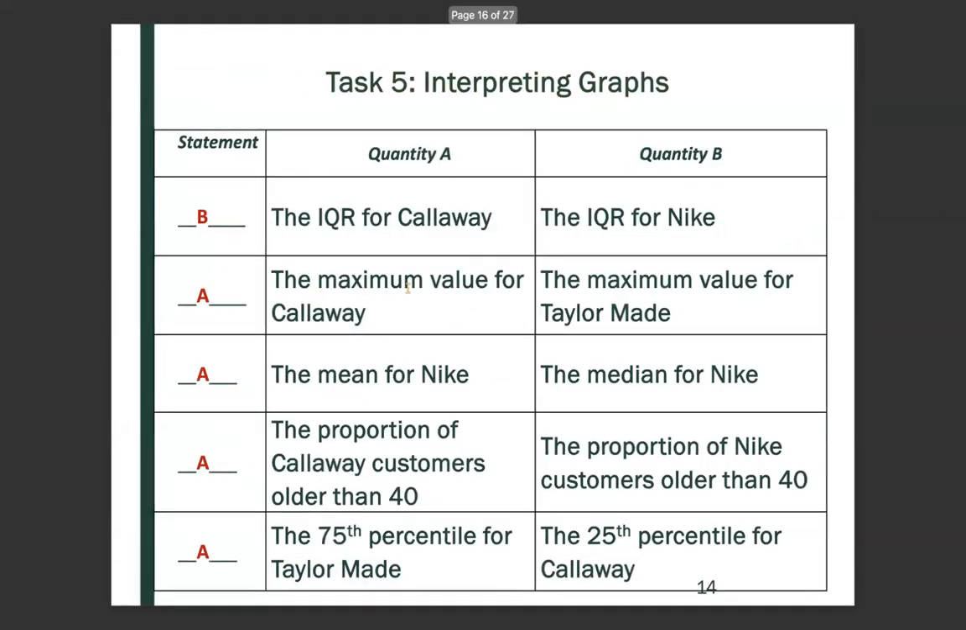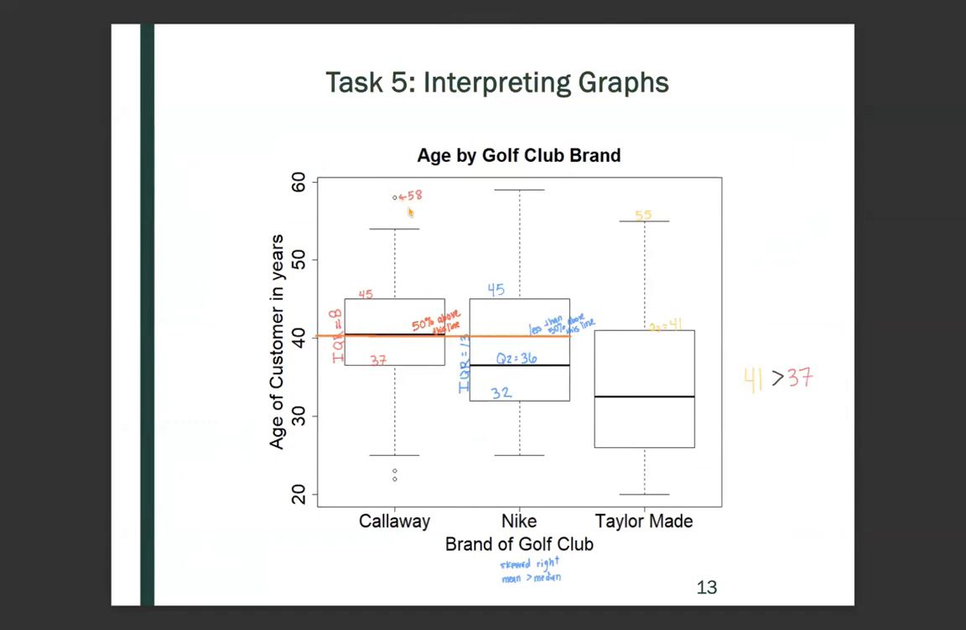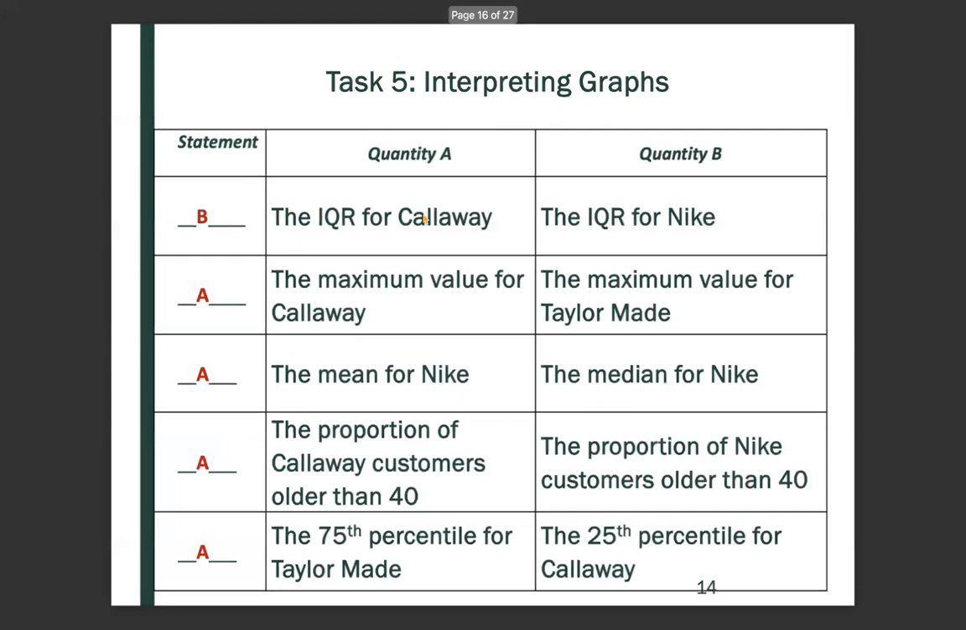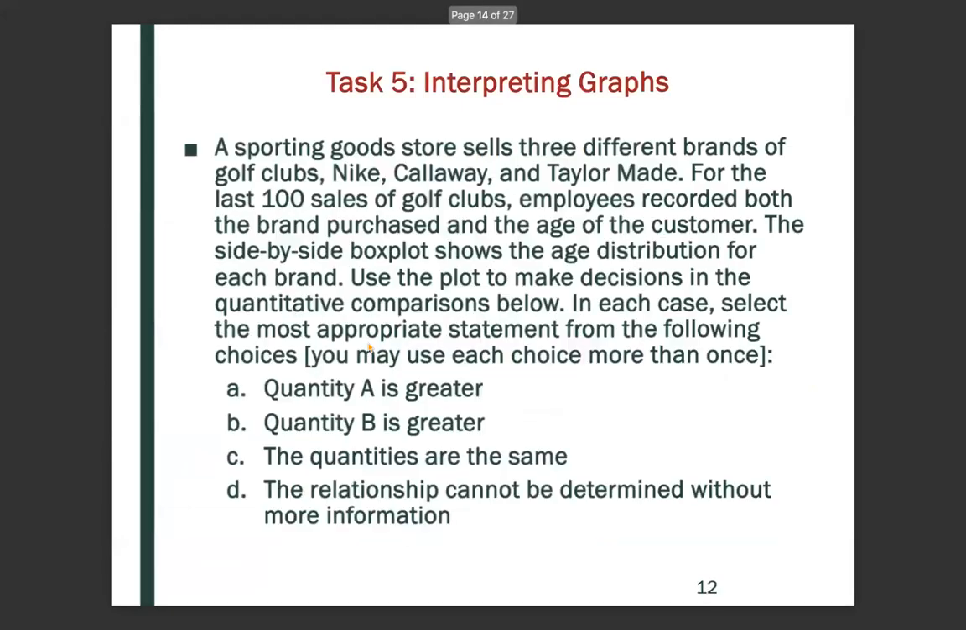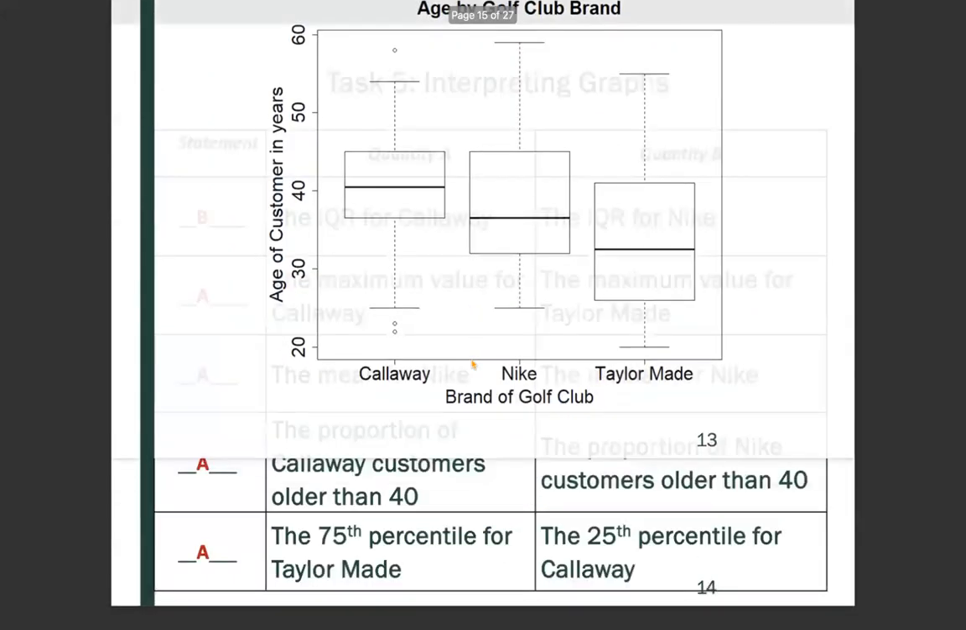Okay. Now we're going to compare the maximum value for Callaway and the maximum value for TaylorMade. Here, the maximum value for Callaway is around 58, and the maximum value for TaylorMade, there's no outliers, so the maximum value is approximately 55. So the maximum value for Callaway is larger. So that's A. And A, just to refresh your mind, is that quantity A is greater. Okay.